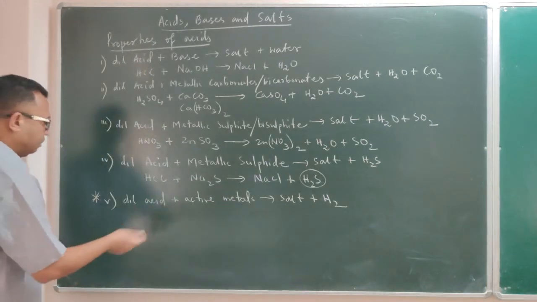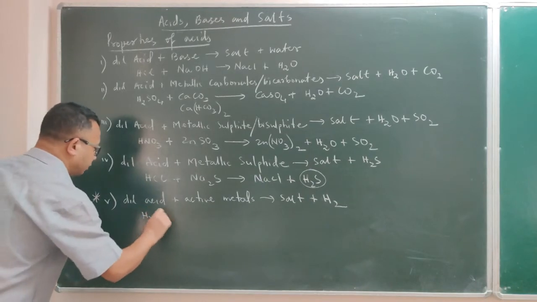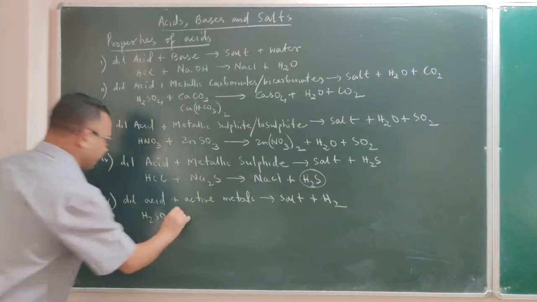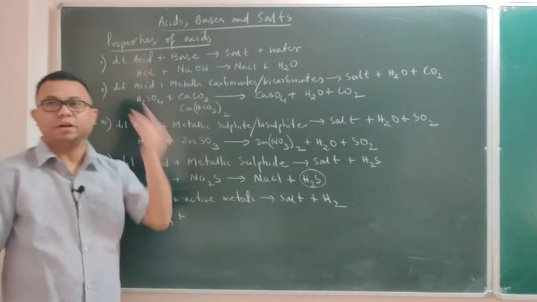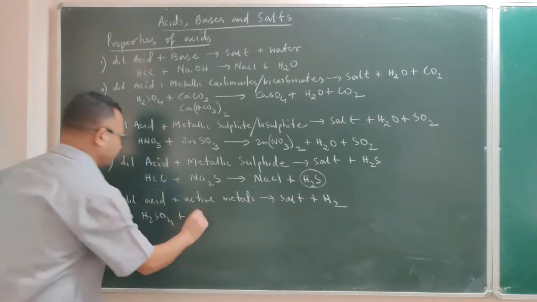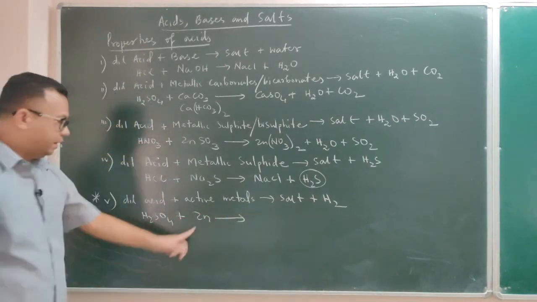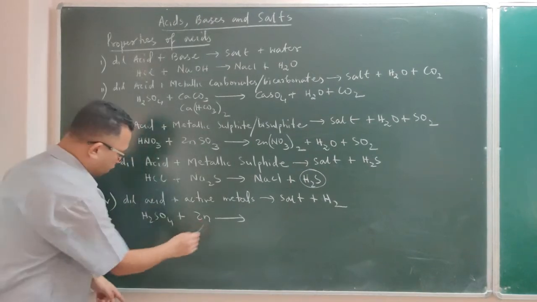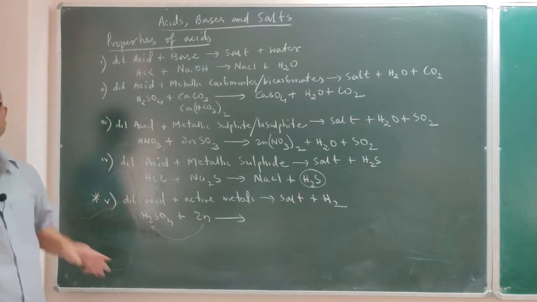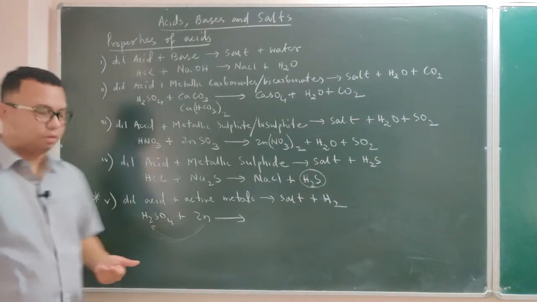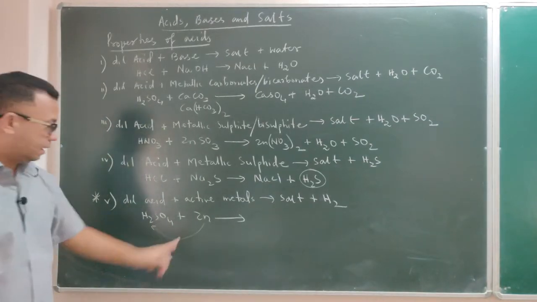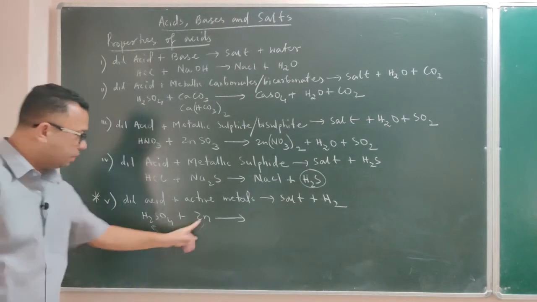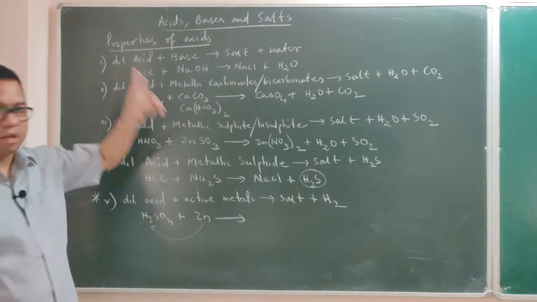Now let me take one example. Sulfuric acid, if I am taking it as a dilute acid, with an active metal. Think of any metal above hydrogen in the activity series. Okay, I'll take zinc. Since zinc is more reactive than hydrogen, this zinc will go and replace hydrogen. To use the word properly, it should be displace. Hydrogen will be displaced by zinc. Zinc will be able to kick out the hydrogen from there.